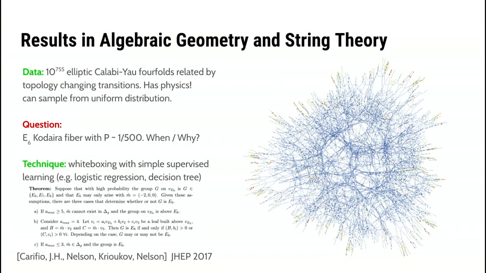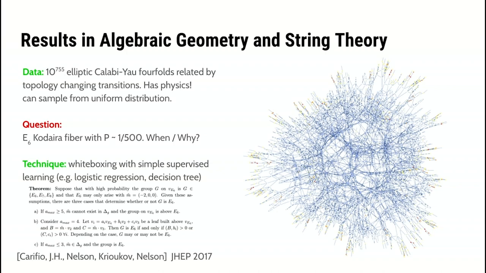So in particular, just to give you one example, this was the one that was in our paper in 2017. I'll try to use the math language rather than the physics language, given the audience. We have a data set, not that we explicitly construct, but that we could construct in principle, of 10 to the 755 elliptically fibered Calabi-Yau fourfolds. This is a particular type of object in algebraic geometry.